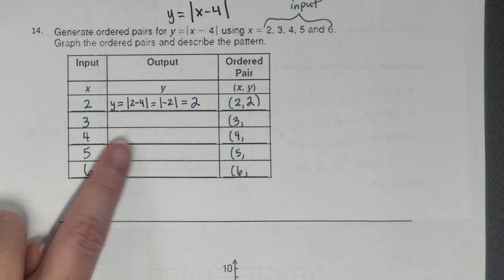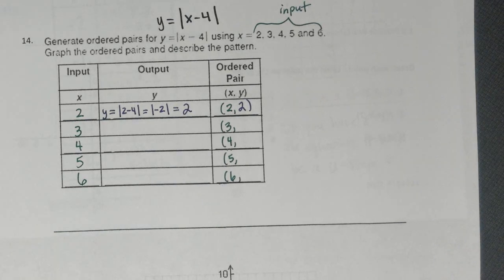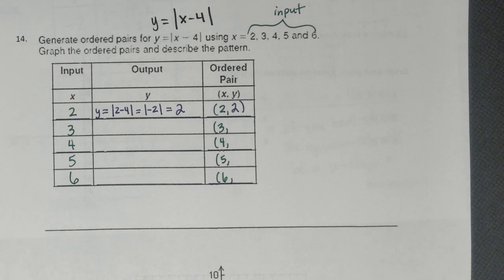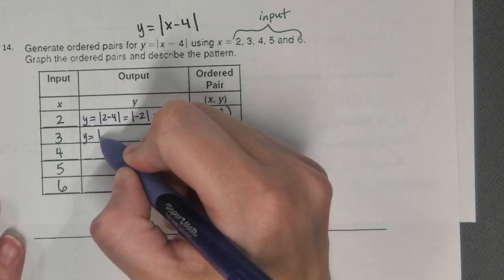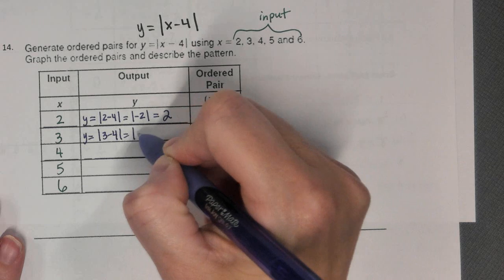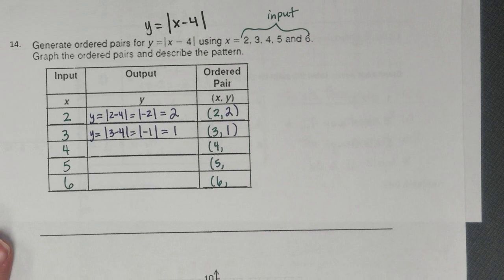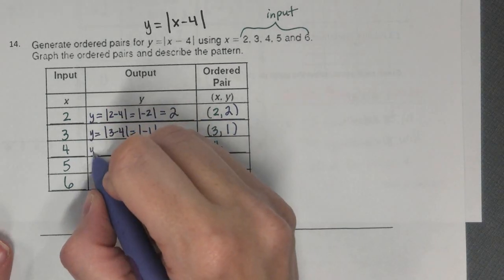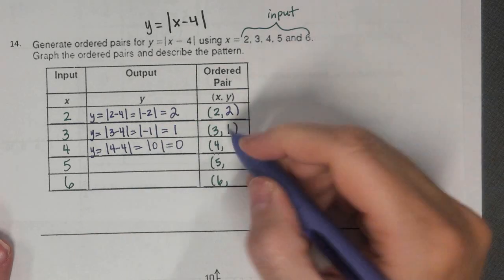Alright, so I want you guys to do the rest of this. Can you guys fill in the table? Every single time you do the absolute value, you should get a positive answer. When you take the absolute value of a negative, it becomes positive. I want you guys to check yours with mine, please, and make sure that you have all of your necessary work here.